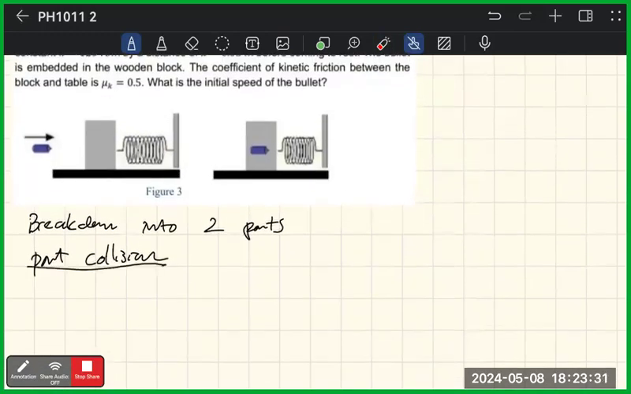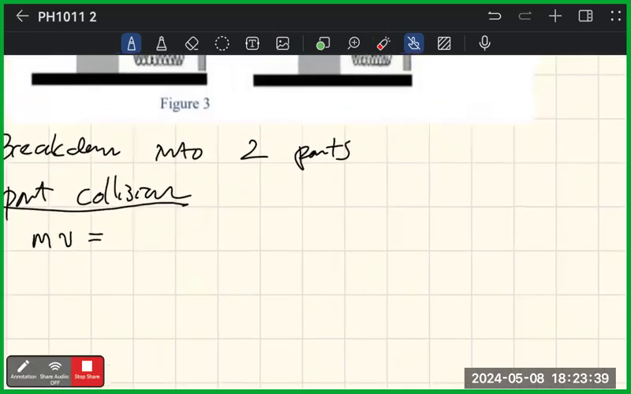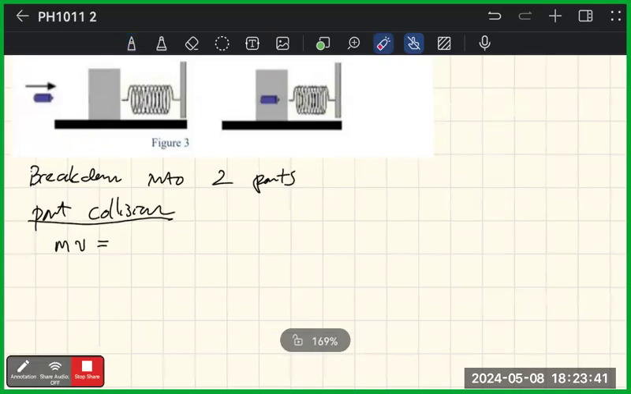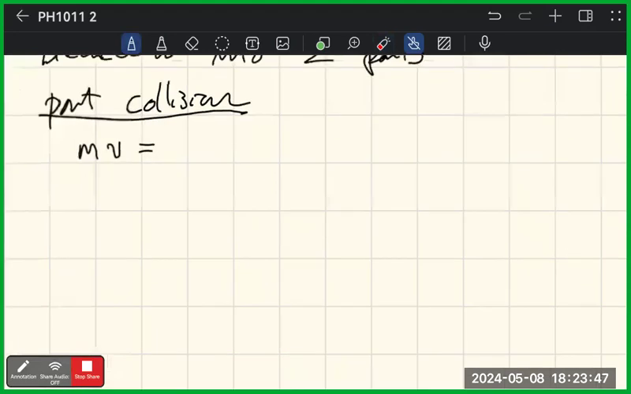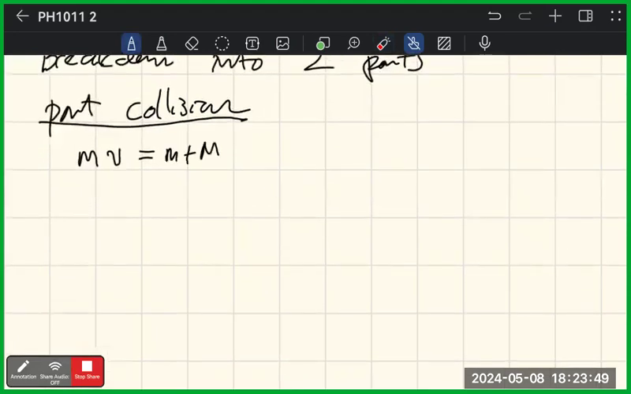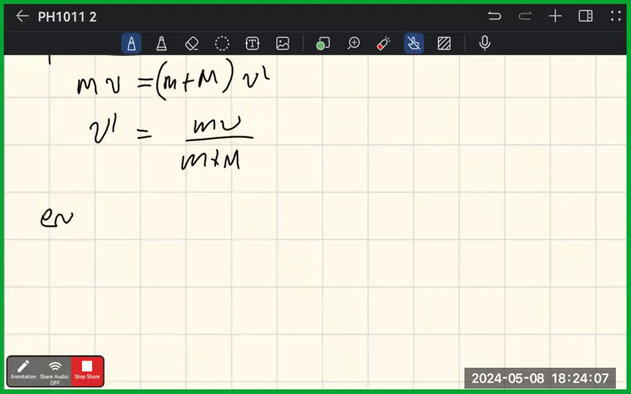In the collision part, the initial momentum of the bullet is mv, and because after the collision both the bullet and the block move together with the same velocity, it's going to be (m plus M) v prime. Why? Because it's one entity. So the final velocity is going to be mv over (m plus M). After that, we have the energy part.